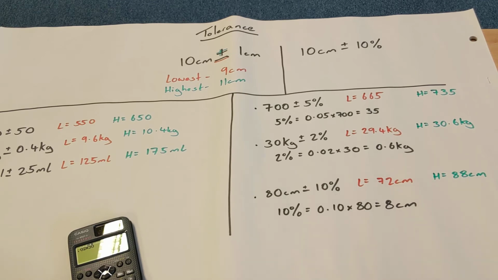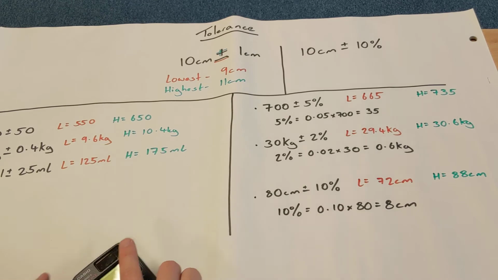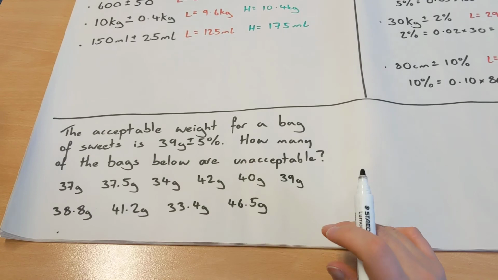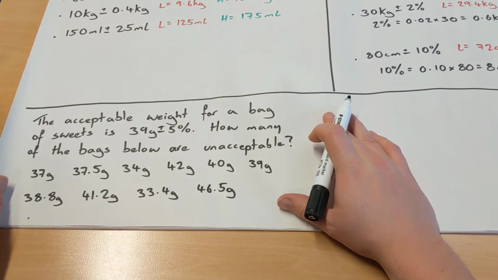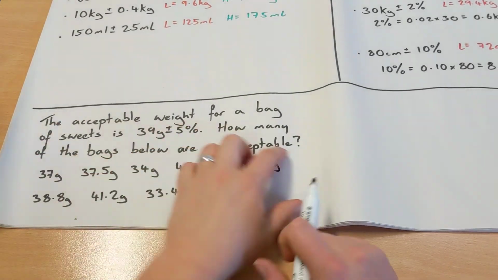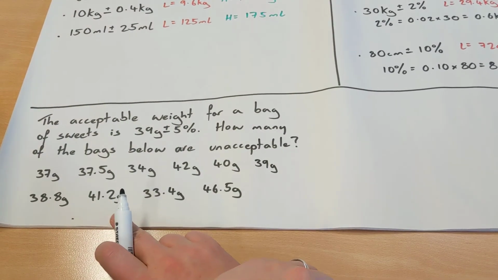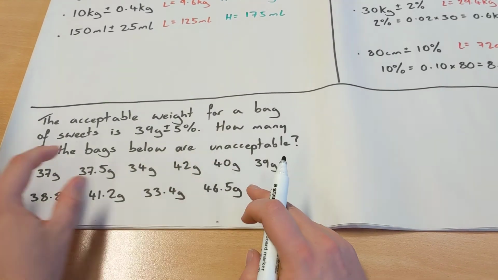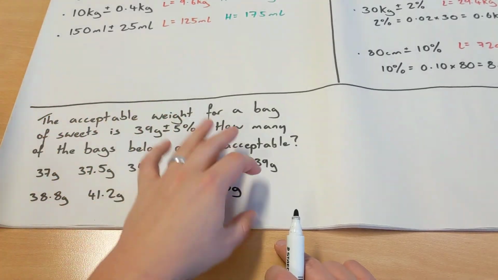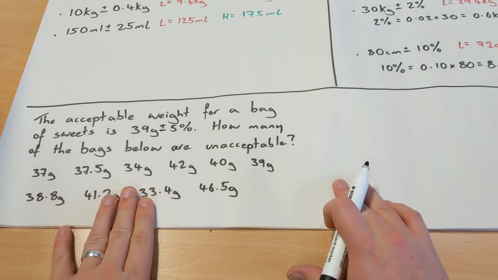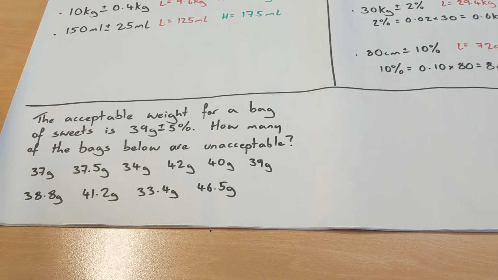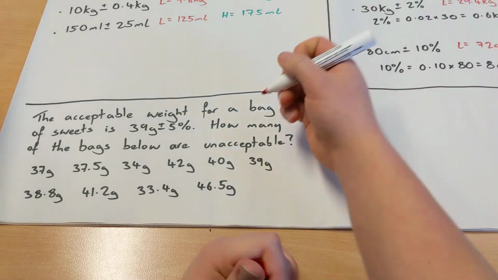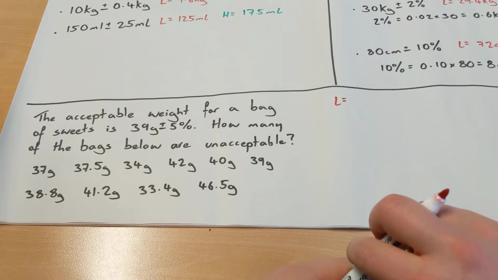Now, I'm just going to pause for a second again and write down an example type question you might see in an exam or a test. So here's a question with a little bit more context to it. The acceptable weight for a bag of sweets is 39 grams plus or minus 5%. How many of the bags below are unacceptable? And here we've got a list of different weights of bags. So we need to see how many of those aren't within that tolerance, are unacceptable. So first, let's work out what our lowest acceptable and our highest acceptable value would be.